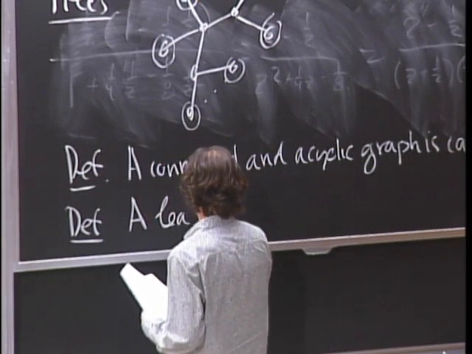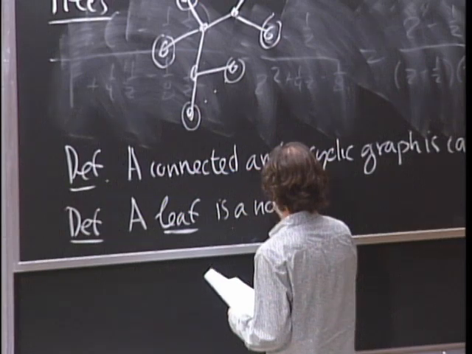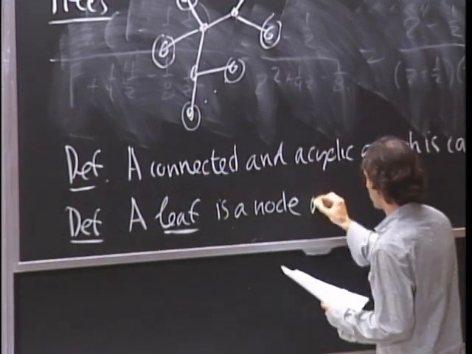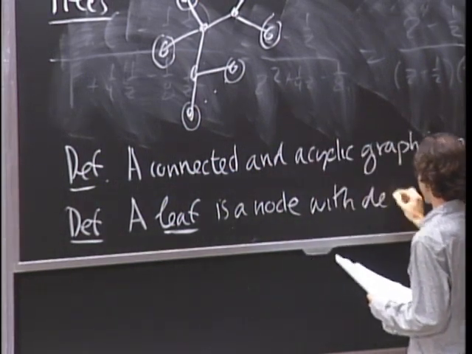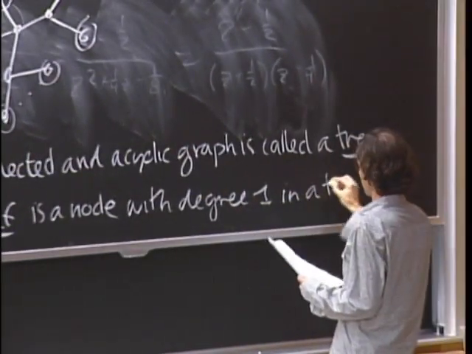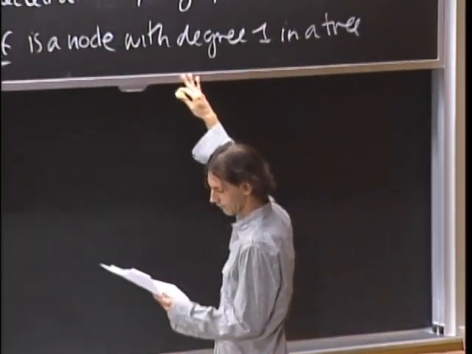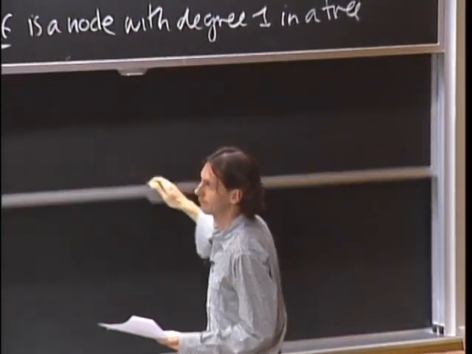So a leaf is a node with degree 1 in a tree. Okay, great.